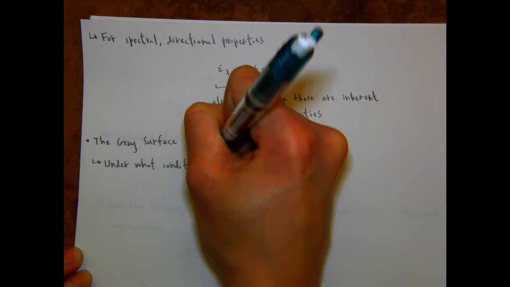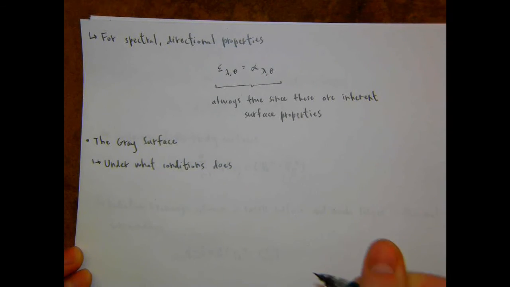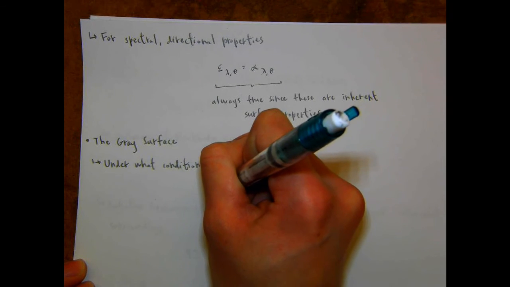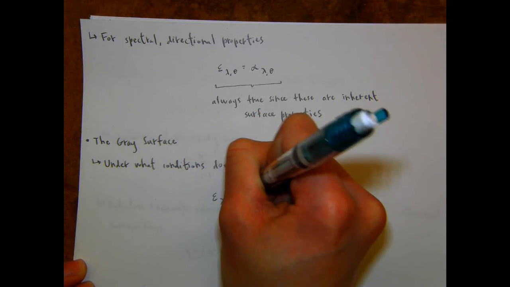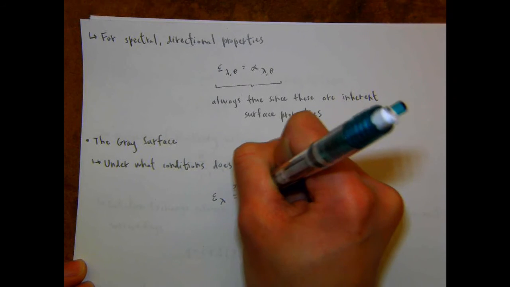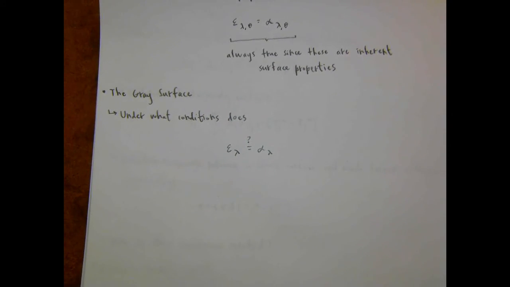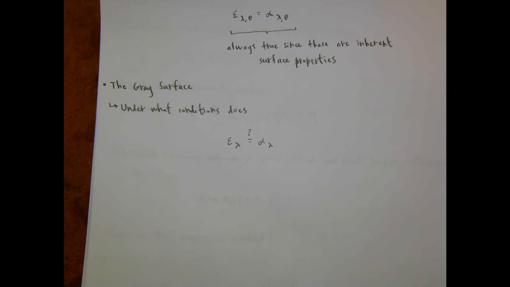So under what conditions, aside from the highly restrictive conditions that we developed, does the spectral emissivity equal the spectral absorptivity? Okay, so to show this really clearly, we have to write out the really long integral expressions for these quantities, which I'll do once, and then we'll step through it.